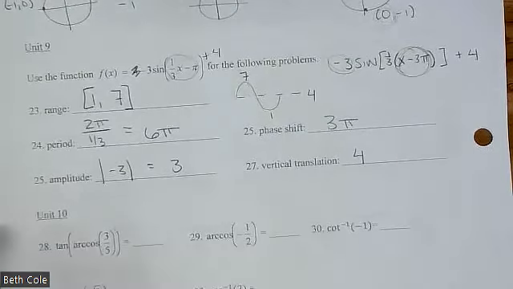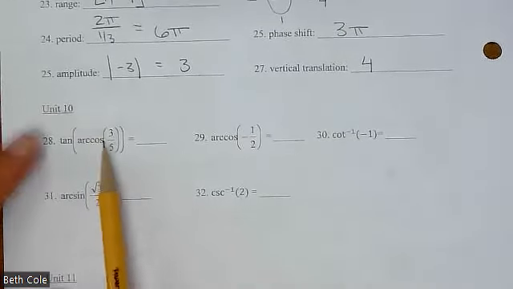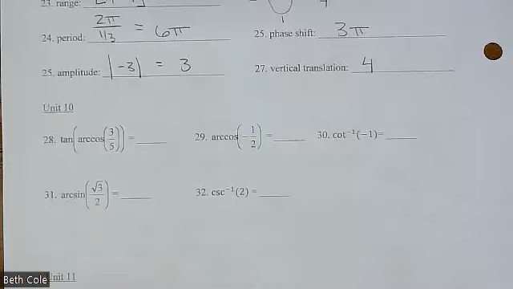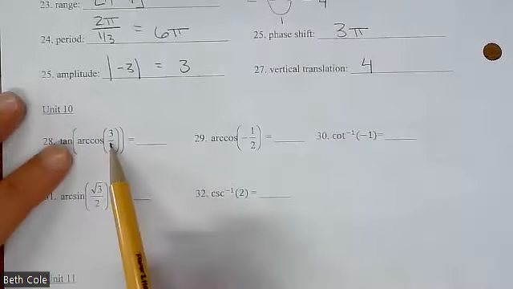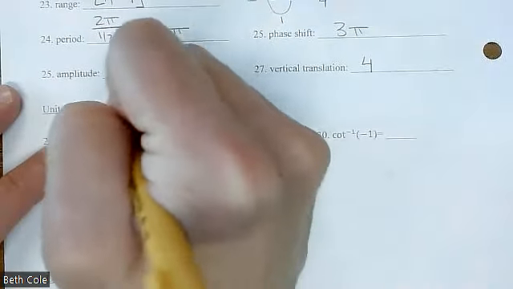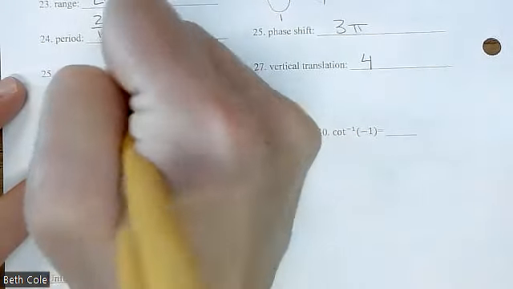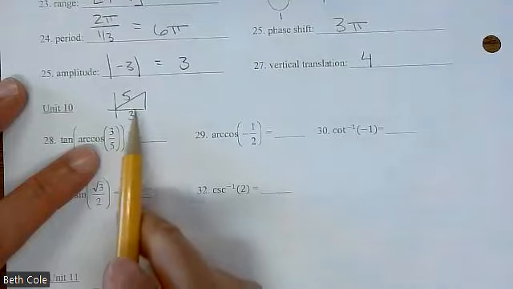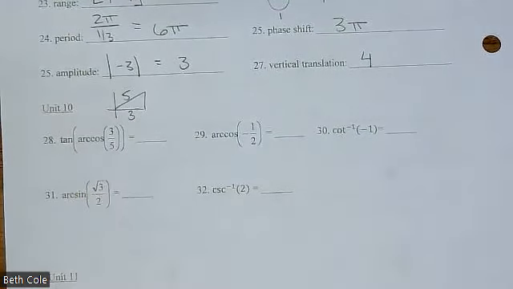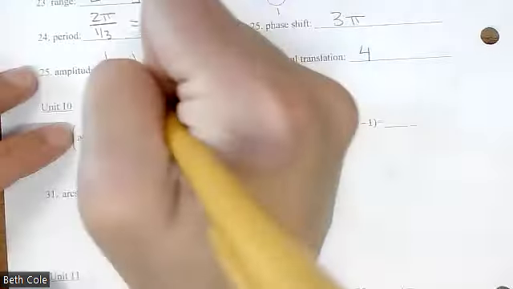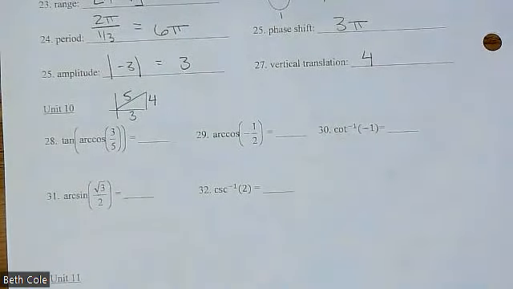All right. These are your inverse trig. So it's backwards. All right. I'm going to draw this in quadrant 1 since it's positive. Cosine is adjacent over hypotenuse. So 3 goes there, 5 goes there. Ooh, what's the other side? 4. That is your work. Then you answer the question.